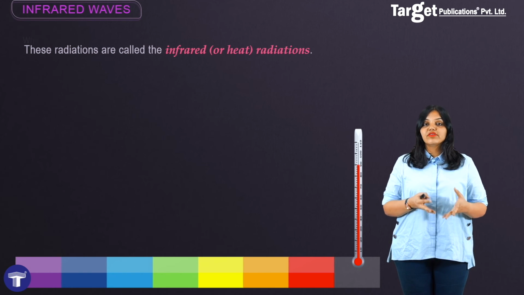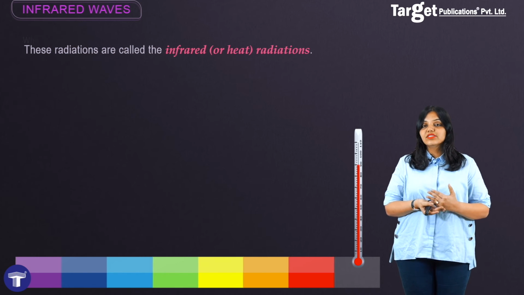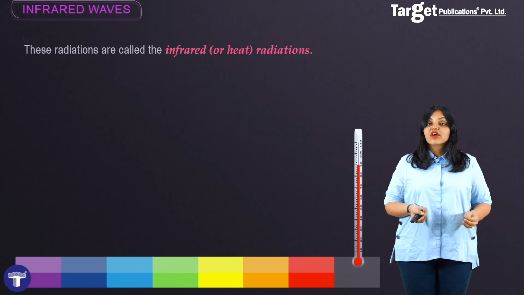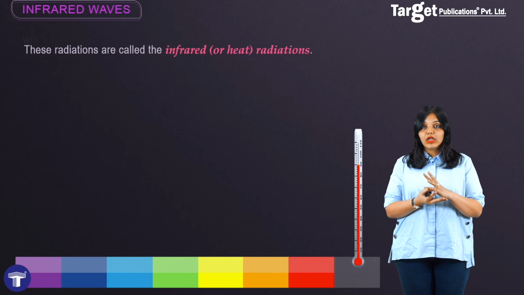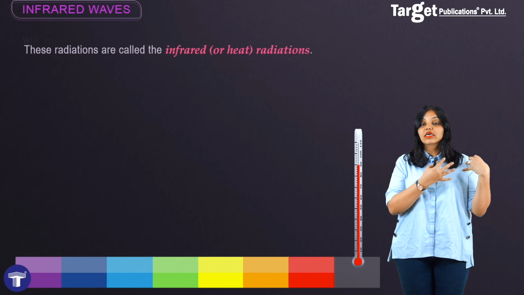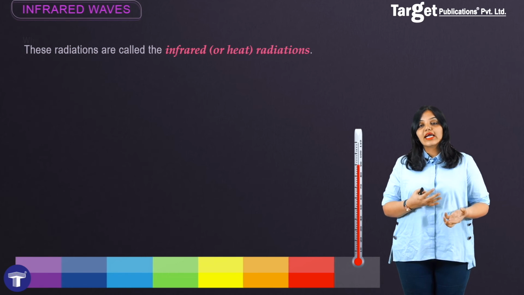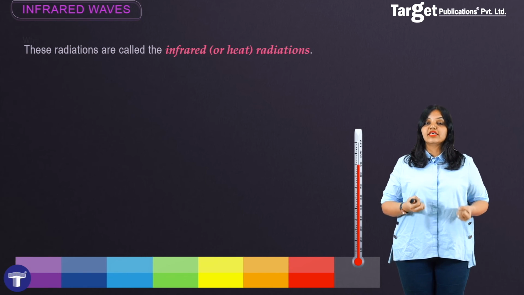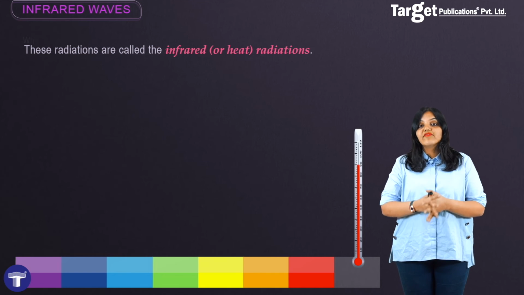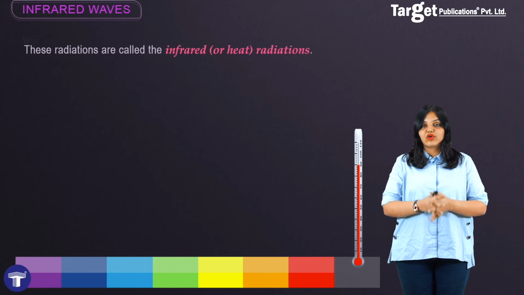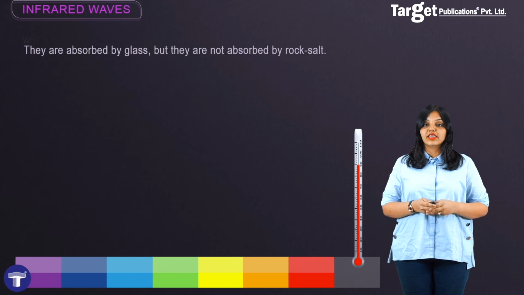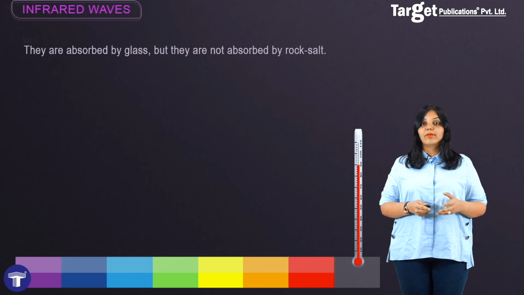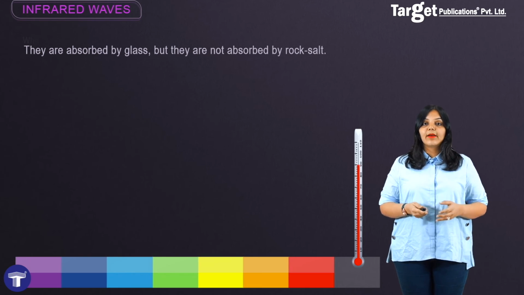Now we know about infrared radiations because we actually use them many times in our daily lives. For example, when your hand or some other body part is paining, you take a hot bag of water and place it on the troubled portion. And what you're actually doing is using the infrared radiations from that hot body to relieve the muscular strain in that portion of your body. So that is one example of how we use infrared radiations. Infrared radiations are absorbed by glass but are not absorbed by rock salt and find many applications.